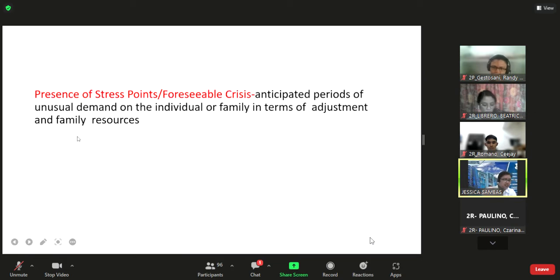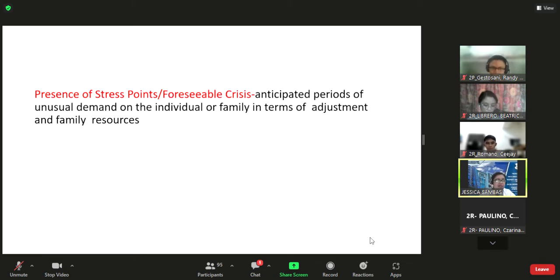Proceed tayo dito sa stress points, foreseeable crisis. So sa stress points, nakikita nyo naman siguro, may mga list din po tayo ng ating mga stress points or foreseeable crisis. These are anticipated periods of unusual demand on the individual or family in terms of adjustment in family resources. Like, for example, additional member, okay? So, to a family. Diba? These are anticipated periods that require adjustment in the future.